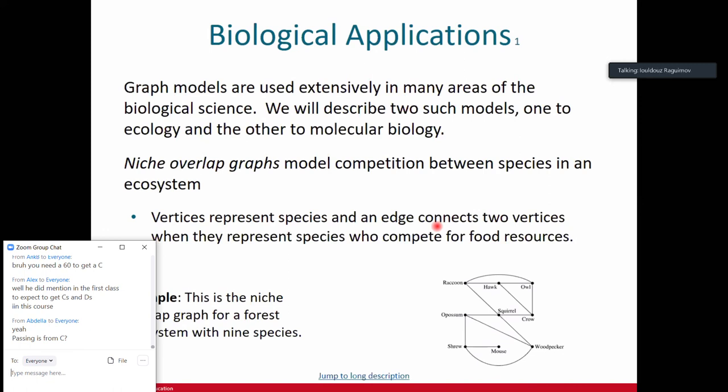Okay, for example, consider a forest ecosystem with 9 species, and biologists are using these kinds of graphs widely. When mathematicians and biologists are working together, they start with this graph, and they create it together. After that, they write a mathematical model that describes the behavior of this ecosystem in general.